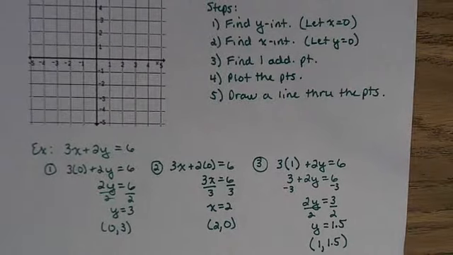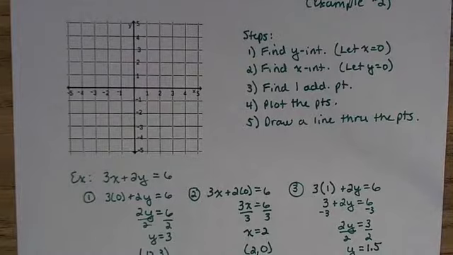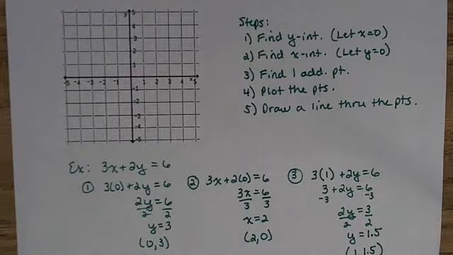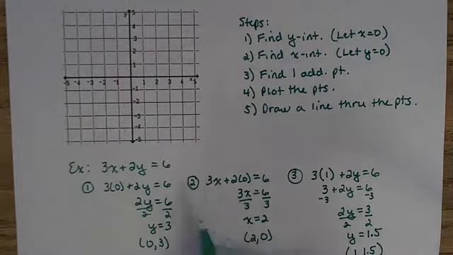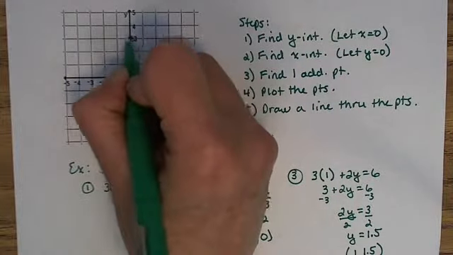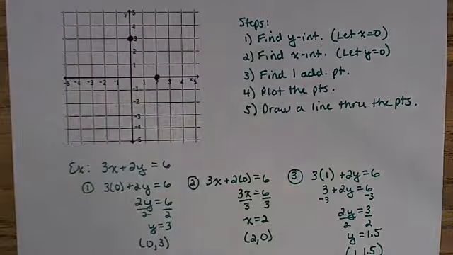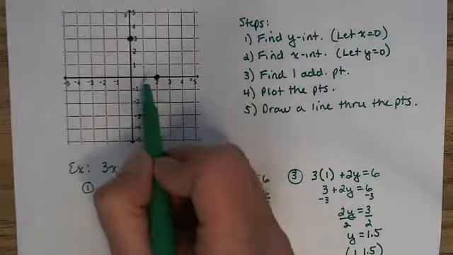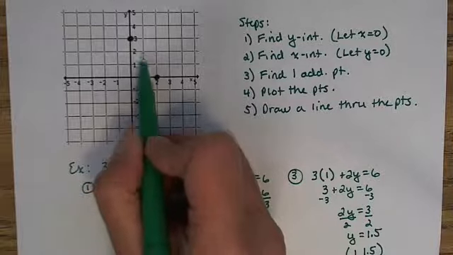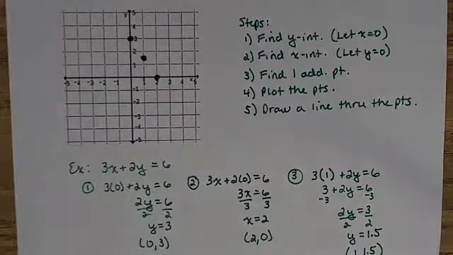Okay, so I have my 3 points, and I want to go back up to my graph here and sketch those points. So let's see where they're going to fall. (0, 3): 0, 1, 2, 3 is right here. (2, 0) is right here. And (1, 1.5) is going to be 1 and halfway between 1 and 2, which is right about here. That's pretty close. So do those 3 points appear to line up?